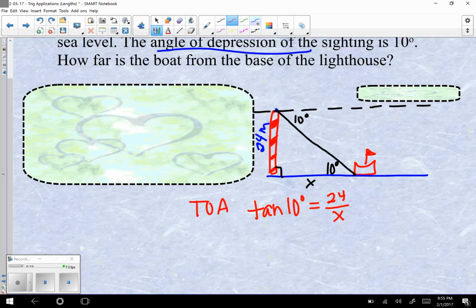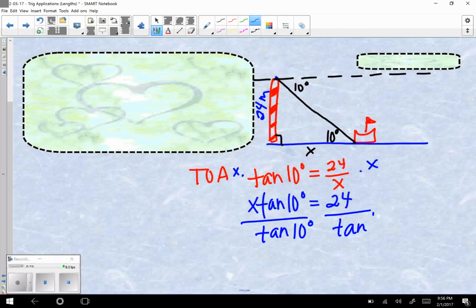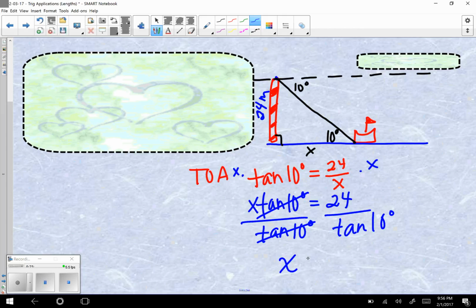I'm going to multiply both sides by x, and I get x times tangent of 10 degrees equals 24, and we need to divide by tangent of 10 degrees. These go away, and what are we left with? You should get 136.11 meters.